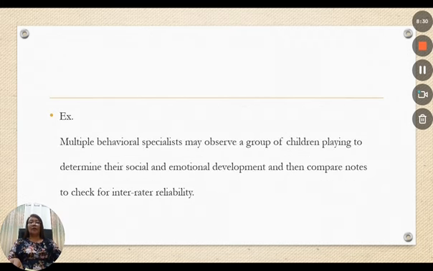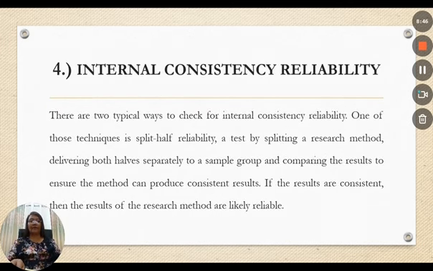Example: multiple behavioral specialists may observe a group of children playing to determine their social and emotional development and compare notes to check for the inter-rater reliability. Then we have the internal consistency reliability. There are two typical ways to check for internal consistency reliability.